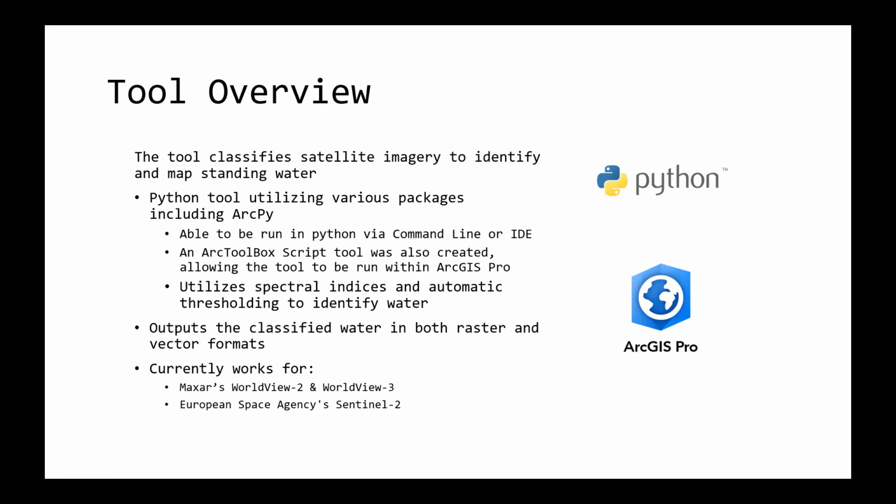The tool in general uses spectral indices, like I explained previously, and automatic thresholding of those indices to identify water. The outputs are classified water in both raster and vector formats. Currently, the tool works for Maxar's WorldView 2 and WorldView 3 imagery, as well as the European Space Agency's Sentinel-2. In the future, I hope to add Landsat to that list of sensors.